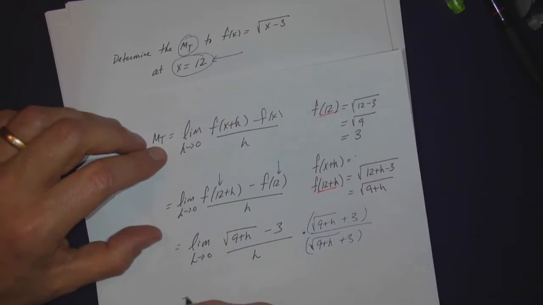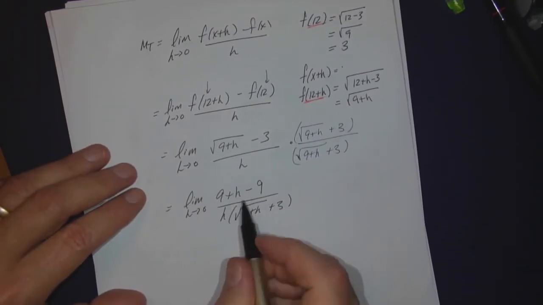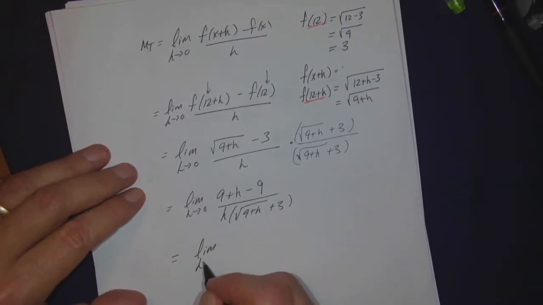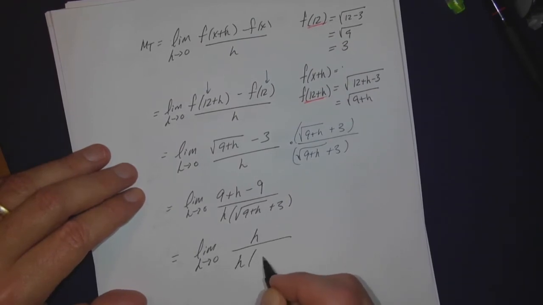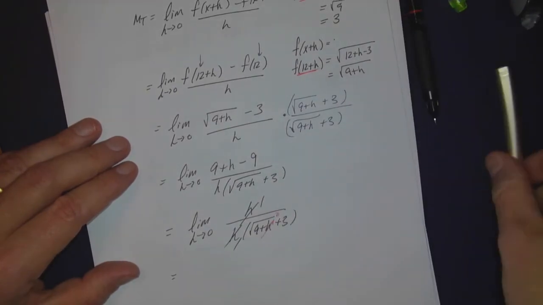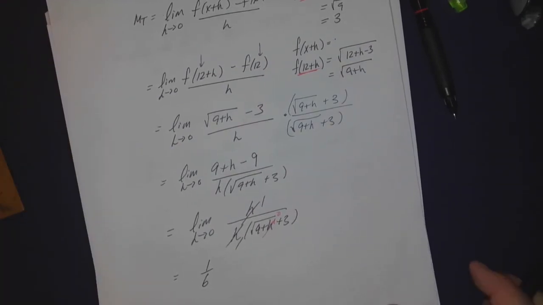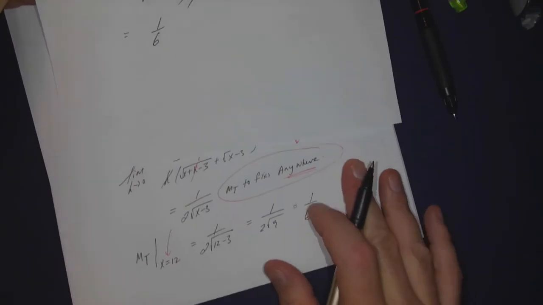So what I'm going to end up with on the top is going to be 9 plus h minus 9 over top of h. Do not expand. It's root 9 plus h plus 3. Then the 9s are going to take care of each other. Limit as h approaches 0 of h over h times root 9 plus h plus 3. The h's reduce, allowing the limit to start. h goes to 0. We get root 9 is 3, plus 3. I get an answer of 1 over 6, which if we take a look at what we had last time, we had 1 over 6.